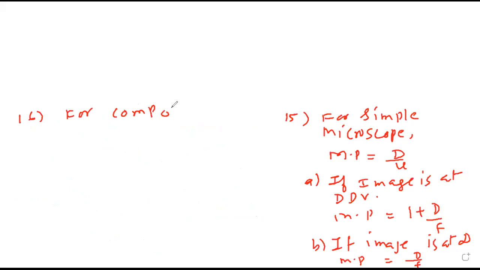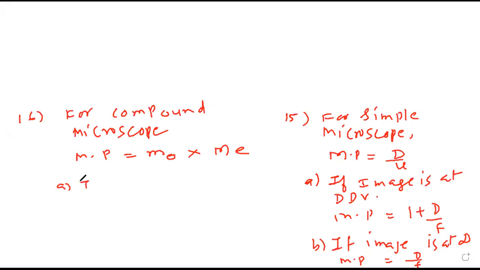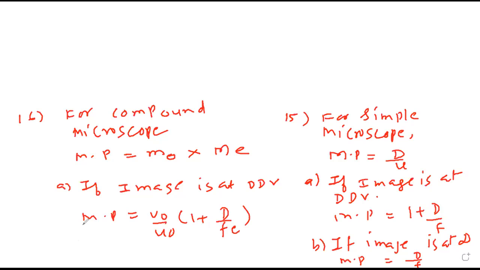For a compound microscope, magnifying power equals the product of linear magnification and magnifying power of the eyepiece. If the image is at the least distance of distinct vision, magnifying power is v naught upon u naught into (1 plus D by f). If the image is at infinity, magnifying power is v naught upon u naught into D by f.